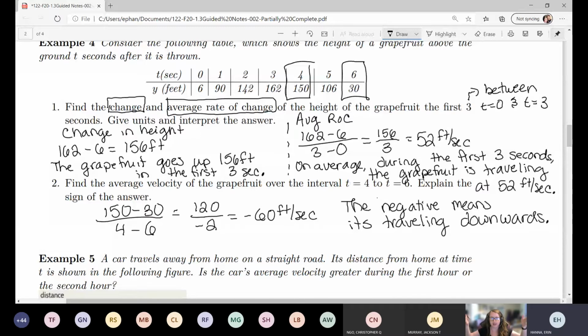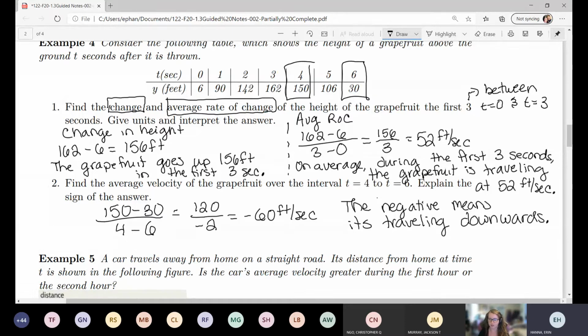If you think about this data set and look at the numbers, at t equals 2 it's 142, then 162, then 150. So it hit its peak somewhere in there, somewhere after 3, or maybe before 3, maybe it went higher than 162, I don't know. But it made its peak somewhere in there, and then it must have started falling back towards Earth.